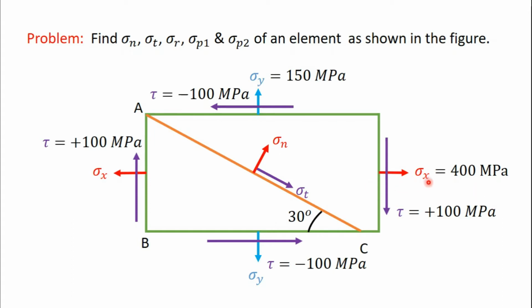As is clear from the figure, sigma x is 400 megapascal and sigma y is 150 megapascal. At sigma x the shear stress is clockwise, which is positive, plus 100 megapascal, and at sigma y it is anti-clockwise, which is minus 100 megapascal. Also we have to find sigma n, sigma t and all the other values on a plane inclined at an angle of 30 degree with axis BC. So keep in mind that the angle of the plane is 30 degree, and we have to find sigma n and sigma t at this plane.